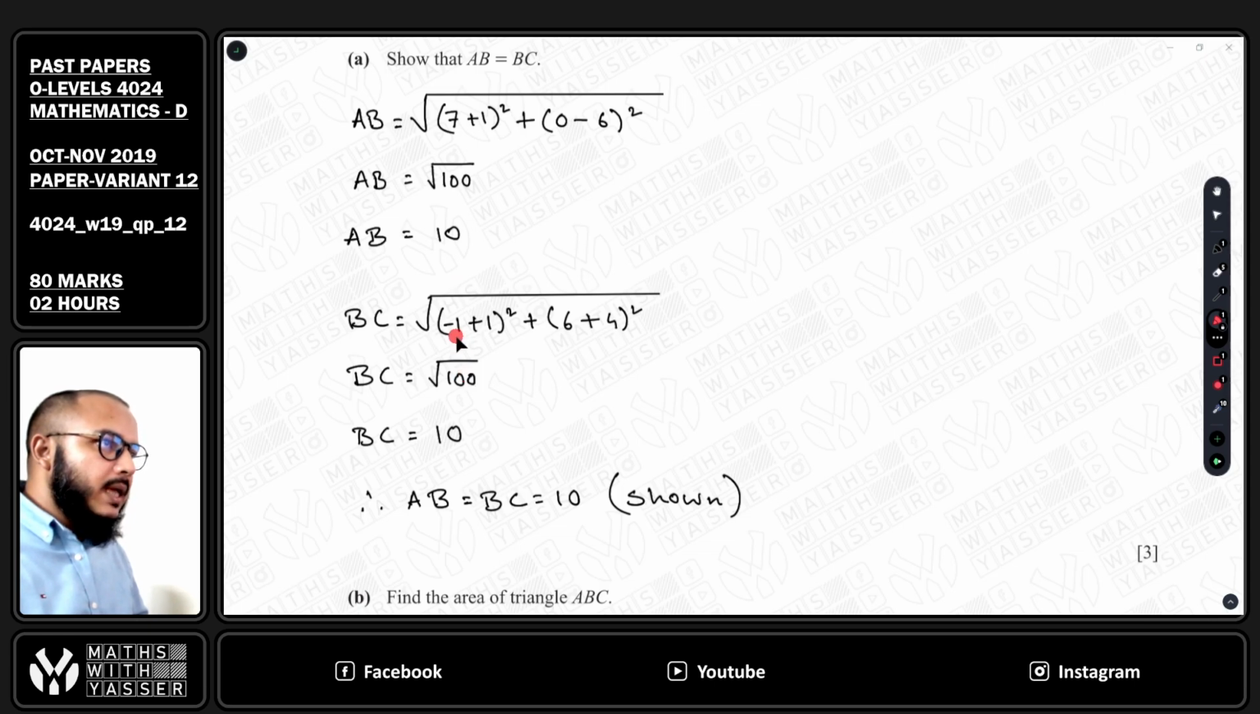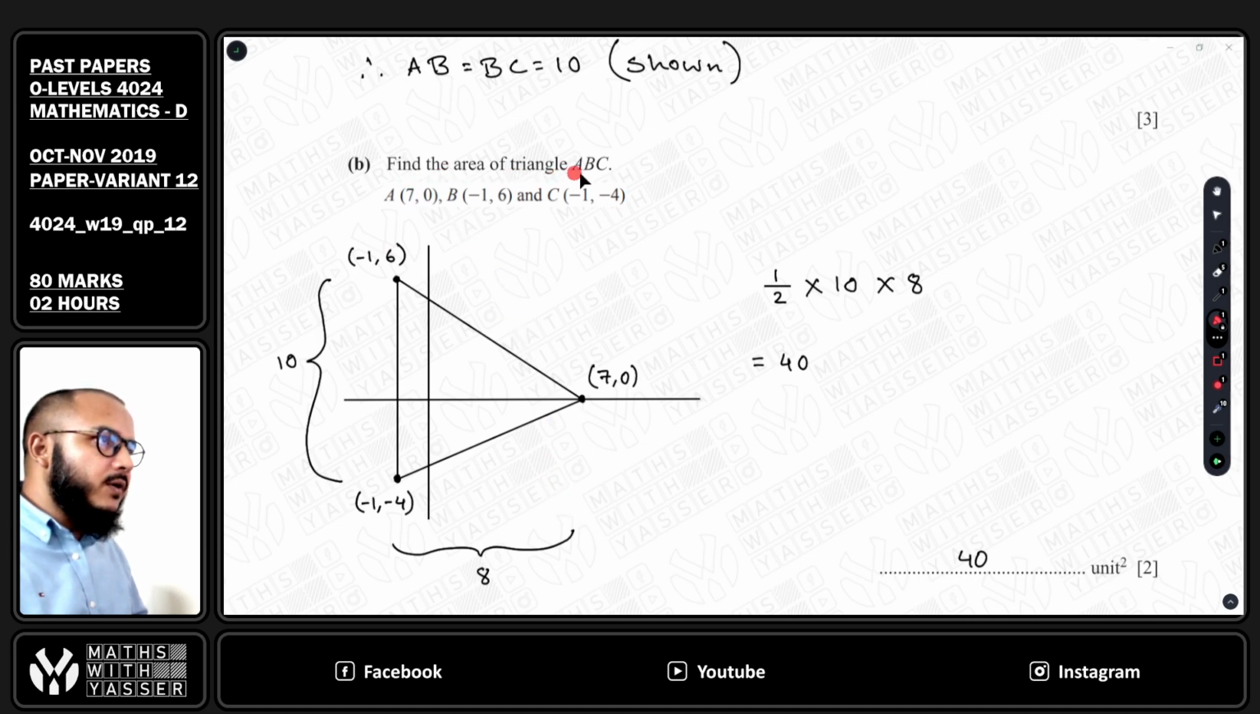And for BC, again with the help of the same formula, we will get -1 plus 1 whole square plus 6 plus 4 whole square. So this will also give you 100. And BC will be the same as AB, which is 10. Hence, we can say that AB is equal to BC, which is 10.